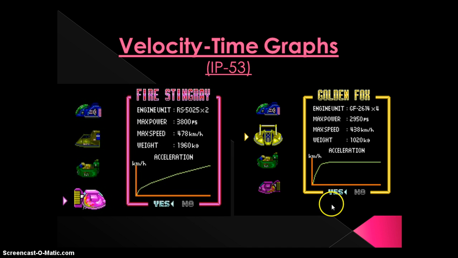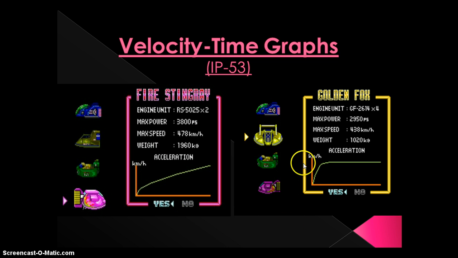Look at these two pictures and decide which one do you think has a faster acceleration. Which one would you choose if you had to choose one for your game? The Fire Stingray, and this chart shows you its acceleration. Right? And remember, acceleration is a change in velocity over time. It's how fast an object can speed up, okay, or slow down and change direction.